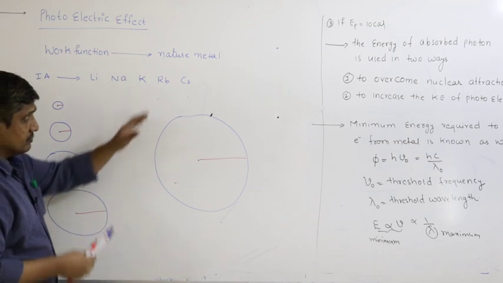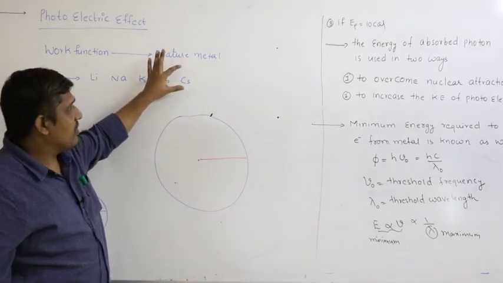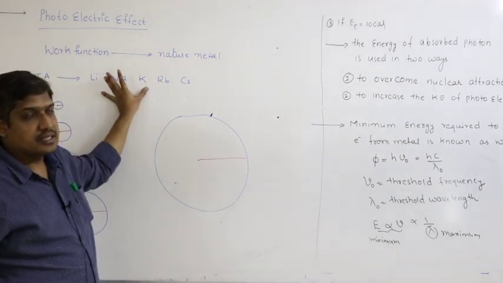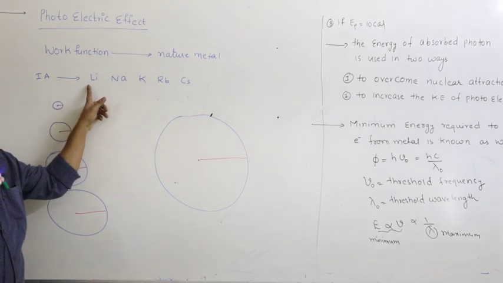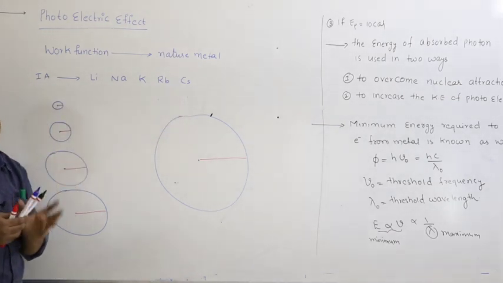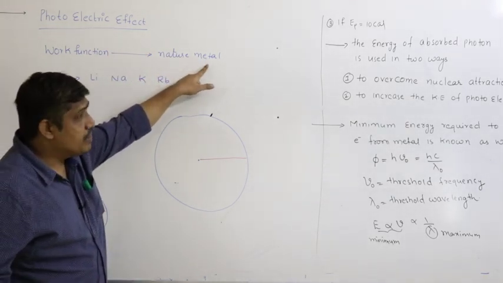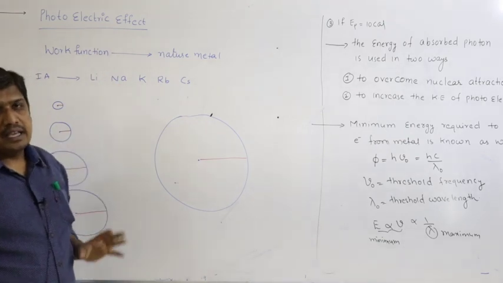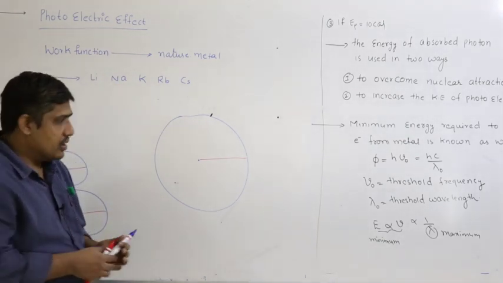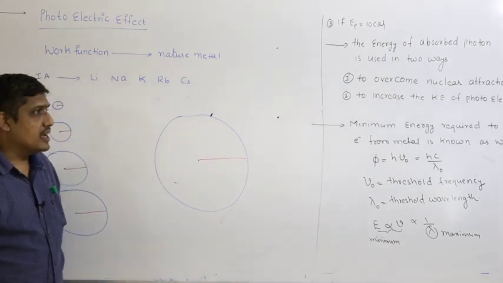That means cesium requires less energy to eject the electron, or the work function of cesium is less compared to the remaining elements. Lithium requires more energy compared to these elements because its size is smaller. So work function is a characteristic property and depends upon the nature of the metal. Each metal has its own work function, or we can say that work function is directly proportional to ionization energy.